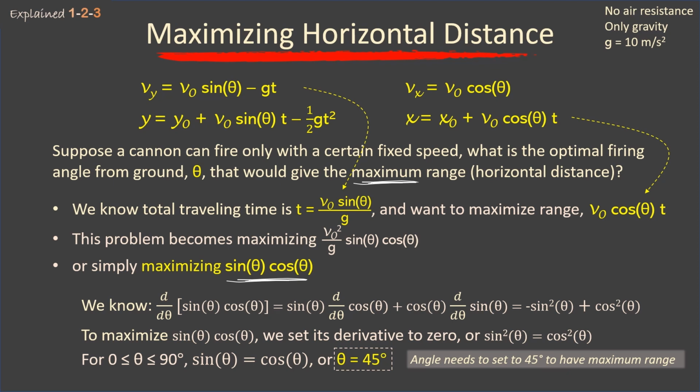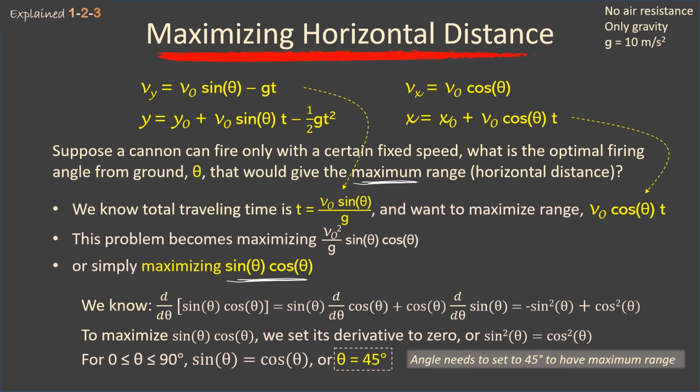I will not bore you with the details of the calculus derivation. They are listed here, and you can go through them step by step if you are interested, just to double check. The bottom line is that the optimal angle is 45 degrees for the cannonball to achieve the maximum range.